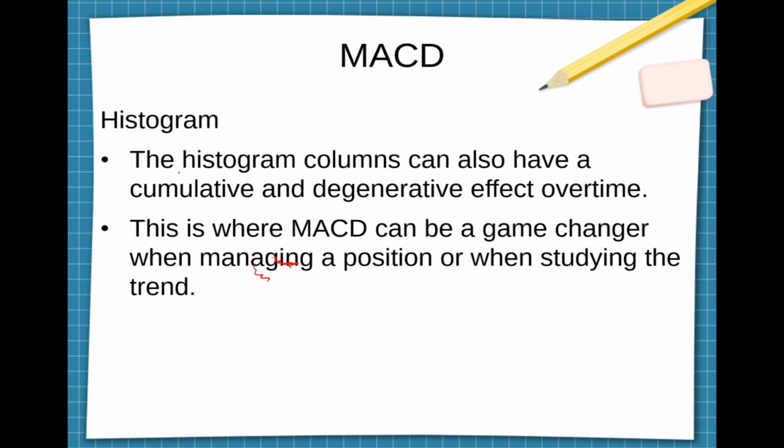As another thing, the histogram column can also have a cumulative and degenerative effect over time. So I'm gonna give an example, but the point here is that if you have a MACD histogram like this, okay, and the next one is bigger, the trend that led this one is getting bigger, probably something way bigger than that. Something is building. This is where MACD can be a game changer when you are managing a swing, a position that is open, or when you're studying the trend.